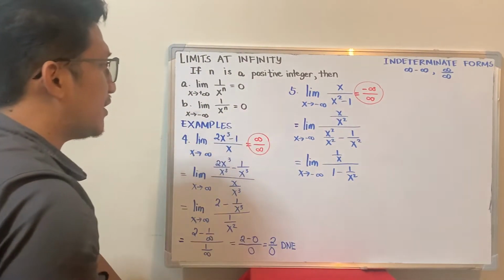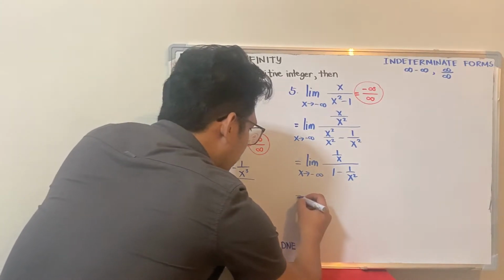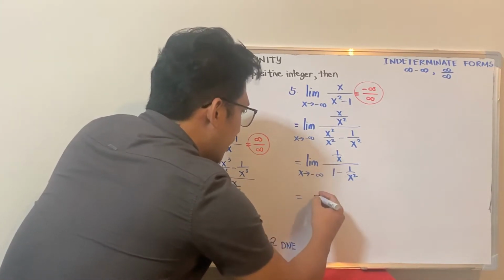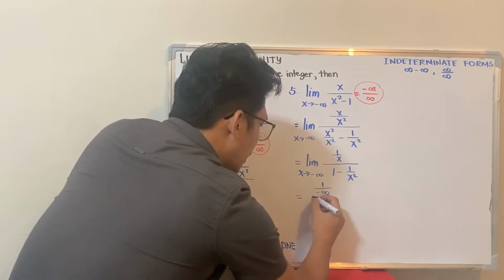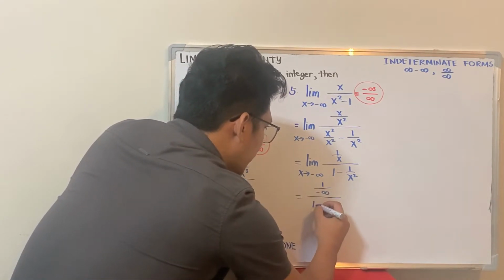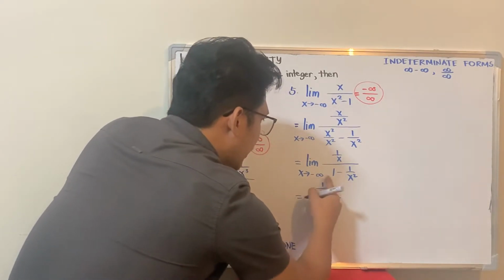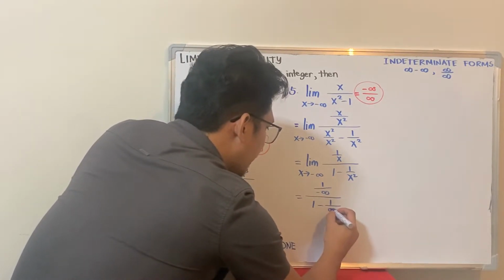So next to that, you may substitute. This is now equal to, there is no limit symbol anymore, since I can substitute. So you have 1 over negative infinity, all over 1 minus 1 over negative infinity squared, which is positive infinity.